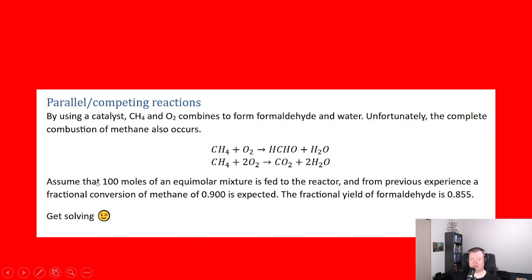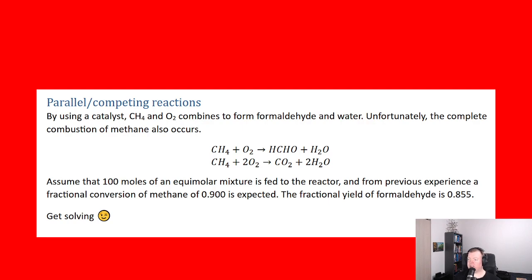So we just have methane reacting with two oxygens, giving us CO2 and 2 water. We're told to assume 100 moles entering of an equimolar mixture, so 1-to-1 ratio of methane to oxygen. And someone has been kind enough to do some experiments that tells us 90% of the methane will be converted, and we expect a yield of formaldehyde of 0.855, so 85.5%.